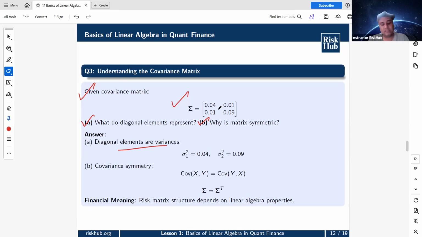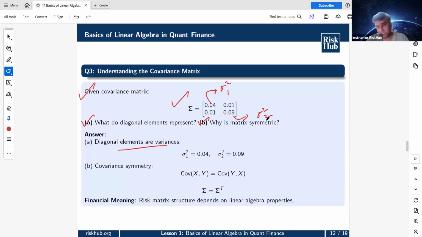So what are these? Basically, there are two terms, right? This is your sigma square 1 and this is your sigma square 2. These are your variances, right? Variances measure your individual asset volatility: higher variance, higher uncertainty, higher standalone risk. From a finance perspective, please understand the diagonal is the risk of the asset itself.